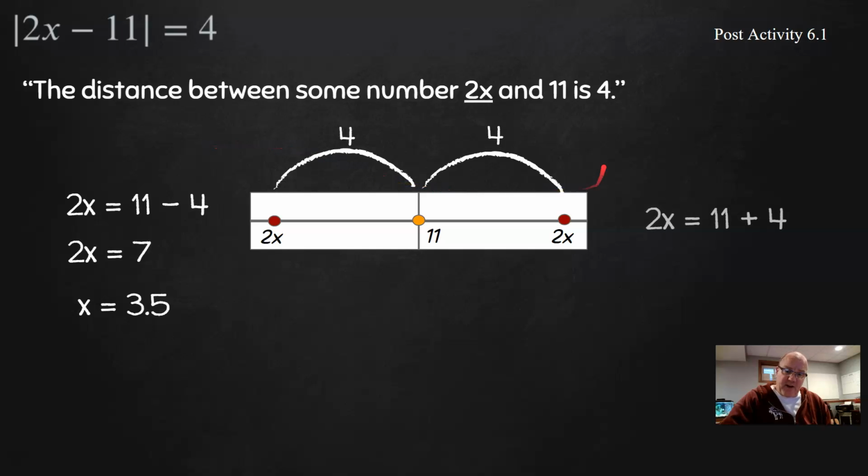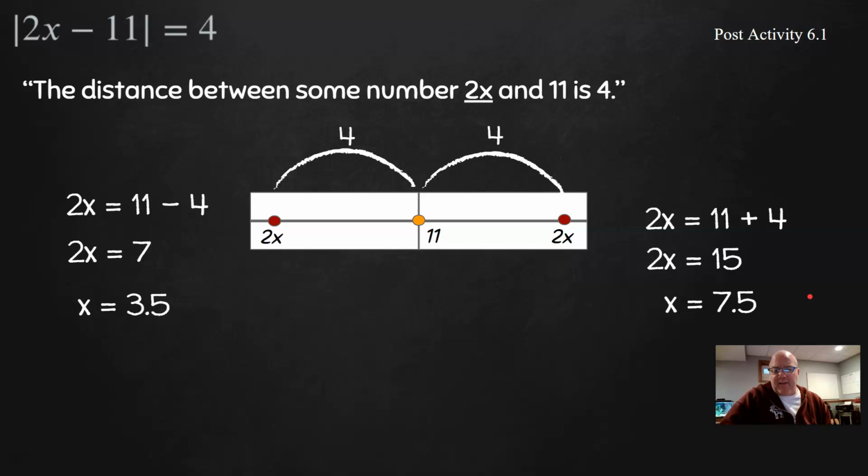If I go to the other side, I start at 11. To get to 2x, what do I have to do? Well, I've got to add 4 units. This is why the picture is so important. So now I can say 2x is equivalent to 11 plus 4. That's also easy to solve. 2x equals 15, x equals 7.5.